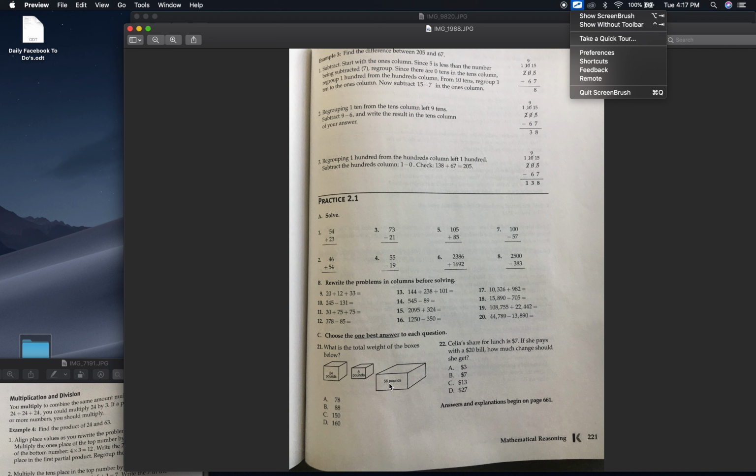So again, you will put them in a column, up and down instead of just side to side like this. Then just do the problem the same way here, and you will get the total. Celia's share for lunch is $7. If she pays with a $20 bill, how much change should she get?